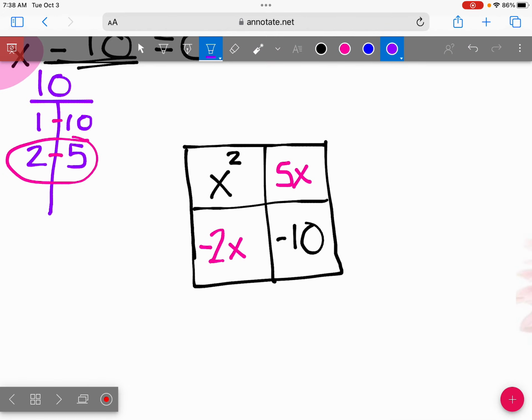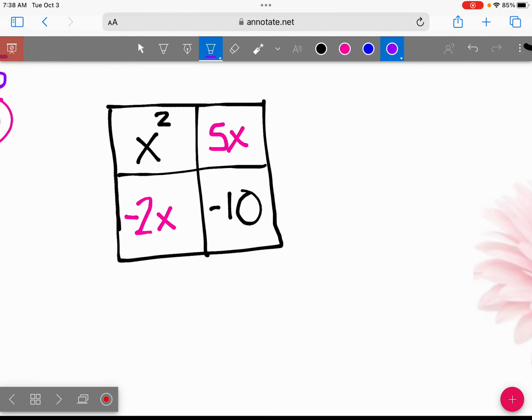So let's come in here and pull our factored form, and I'm going to change our view so you guys can actually see this. So what is shared in this first column between x squared and minus 2x? Just x. What is shared between 5x and minus 10? 5. What is shared, top row, between x squared and 5x? Just x. And what is shared between minus 2x and minus 10? Negative 2.